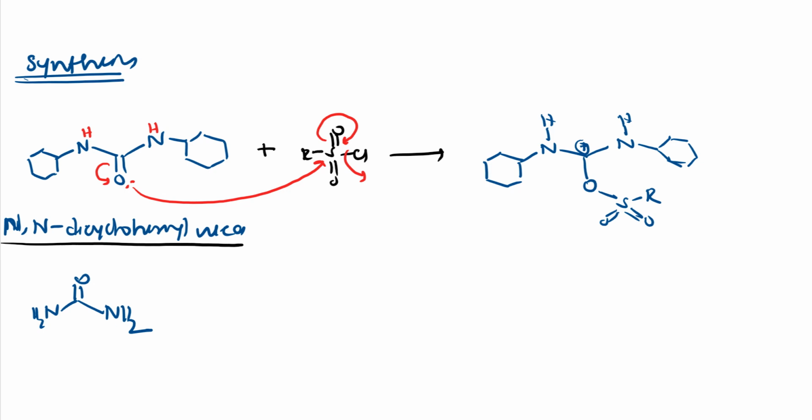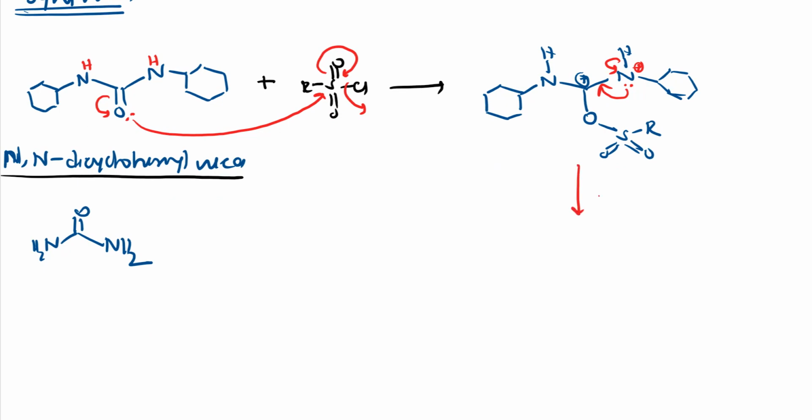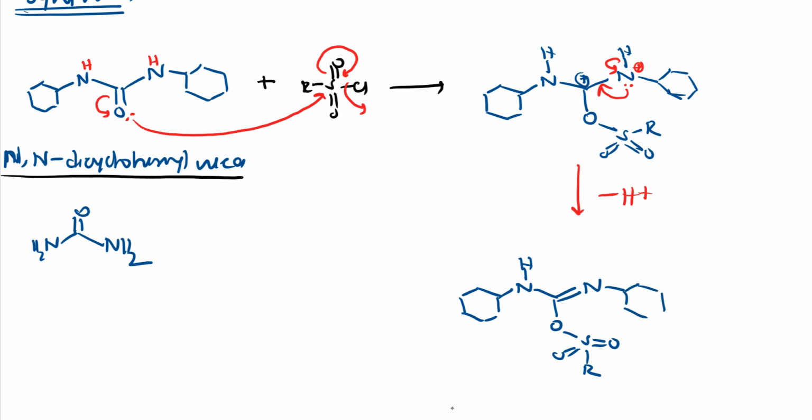What happens? This nitrogen has a lone pair, so it will donate its electron density, and the positive charge comes on nitrogen. Nitrogen is also electronegative, so it can't hold this positive charge. So what will it do? It will take the electron density from this hydrogen, and this minus H plus will go. If I write the structure, you should be able to get it. So this is the structure we will get. I hope you got the same thing here. Other things I have kept as they are. So I got this structure.